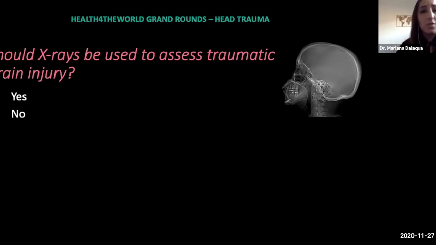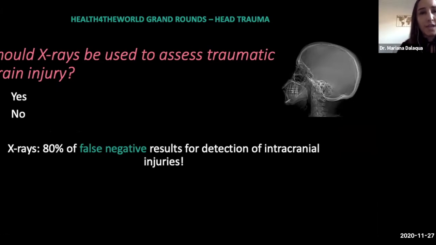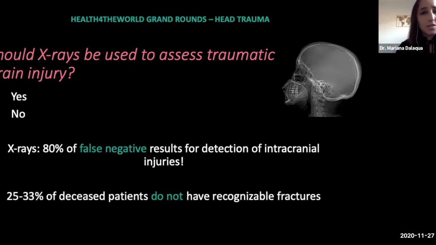But I would argue that no, because X-rays have an 80% rate of false negative results for the detection of intracranial injury. So if you have a negative X-ray, it doesn't mean at all that the patient doesn't have maybe a fatal injury, okay? He or she can have a very important injury even with a normal X-ray. Almost a third of deceased patients do not have any recognizable fracture. So I would argue against the use of X-rays in the context of acute head trauma, and I would argue that we should go for CT, okay?